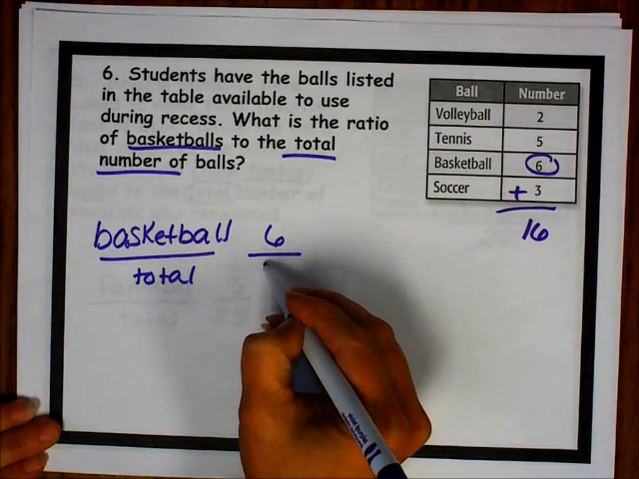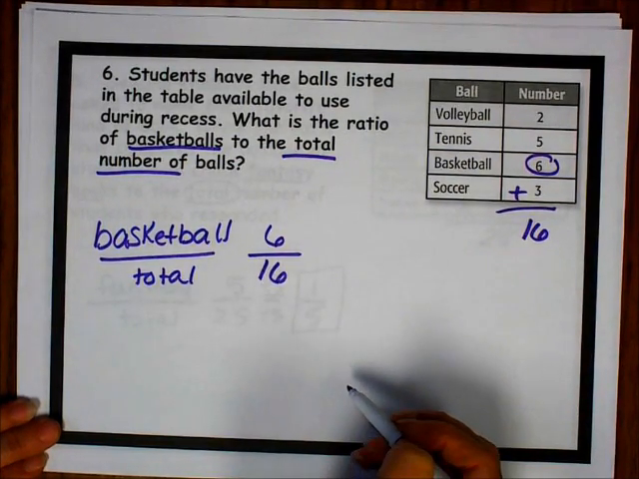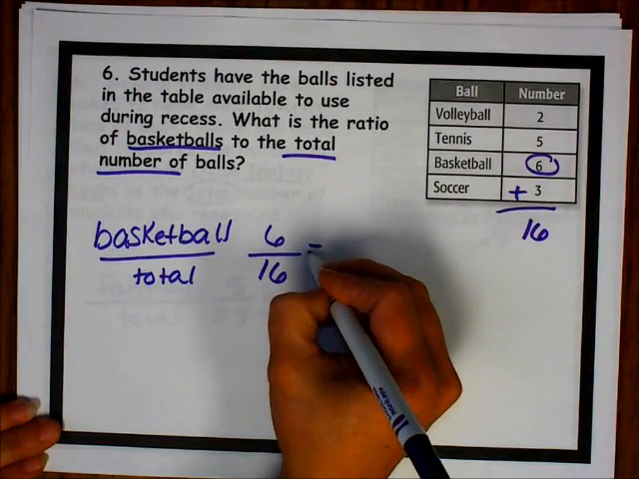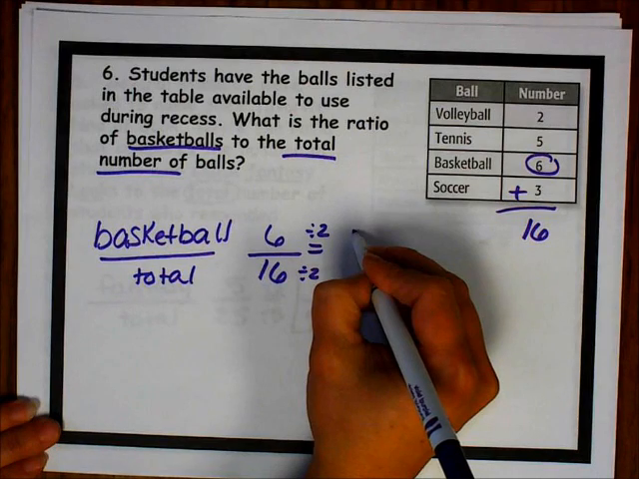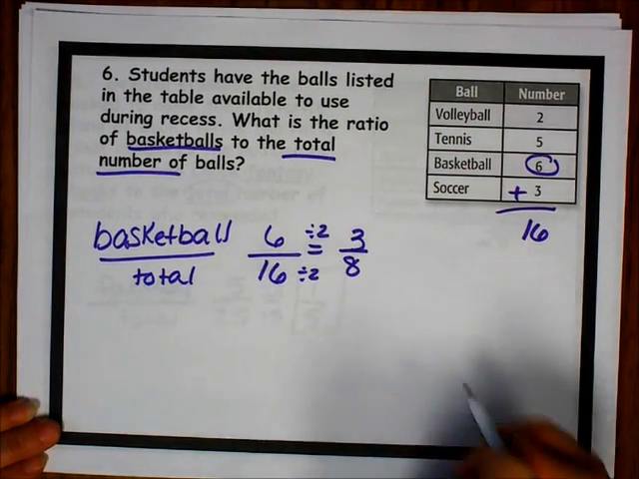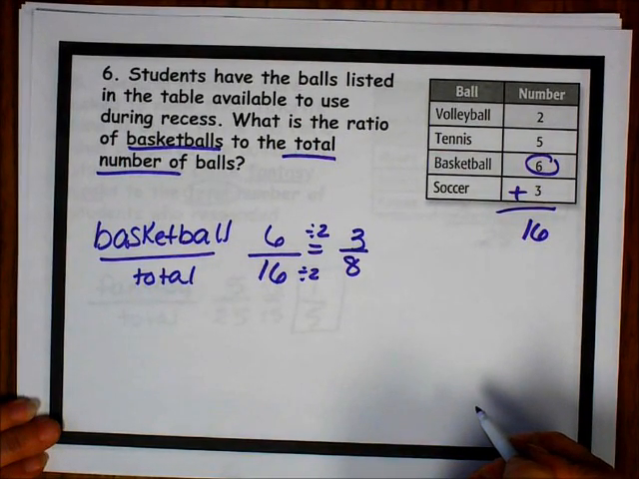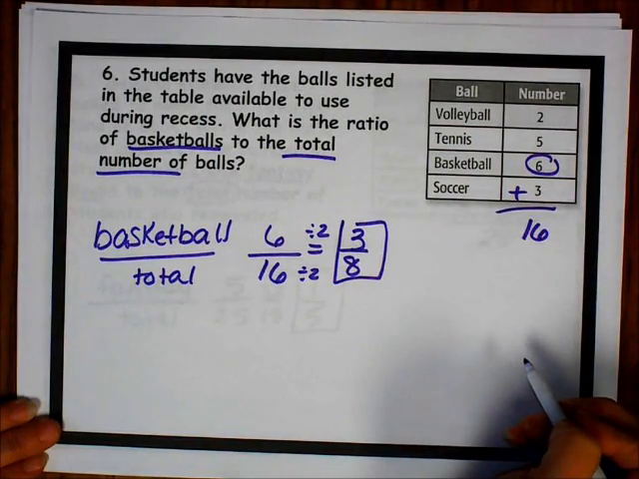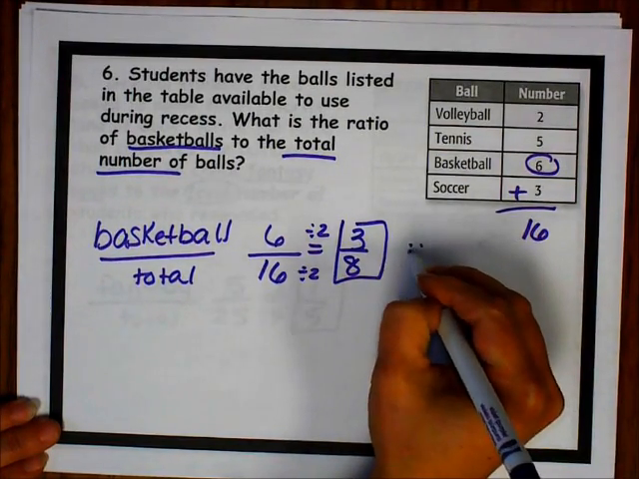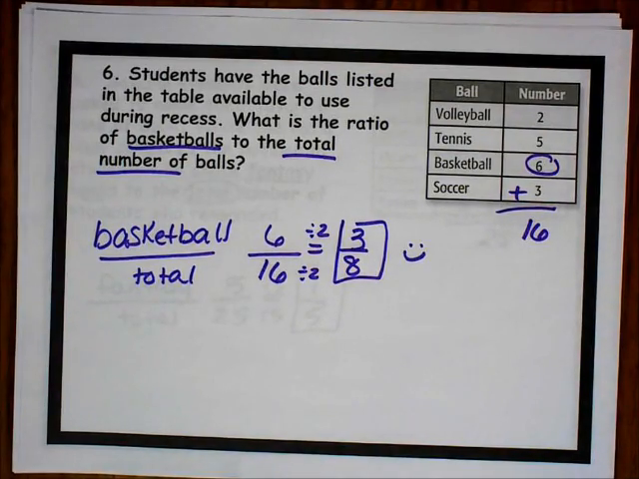So my ratio was 6 to 16. We had to simplify. I can divide by 2 to get 3 to 8. So the ratio of basketballs to total balls was 3 to 8. If you got it right, give yourself a smiley face.